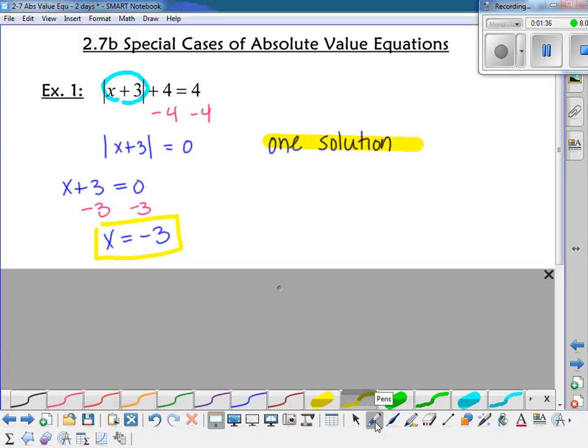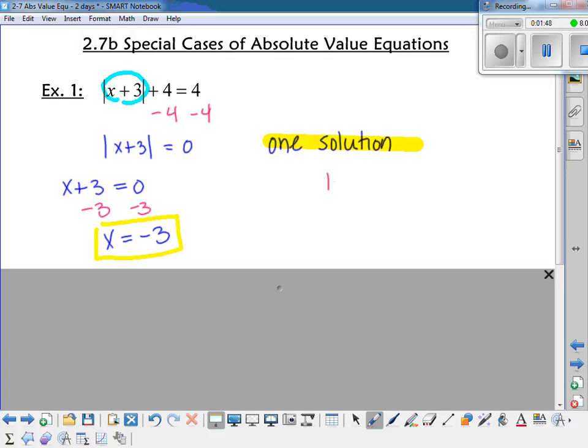So yesterday, all of our problems had 2 answers, but if it equals 0, then there's only one answer or one solution. And of course, we can plug it back in to make sure that it works. If I put in a negative 3 for x, I end up getting the absolute value of 0 plus 4 is equal to 4, and so of course 4 equals 4. We know it works, we did it correctly.